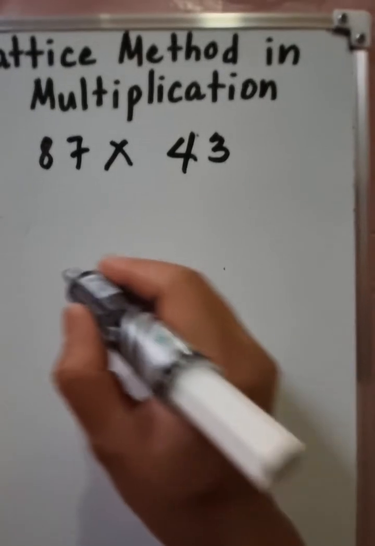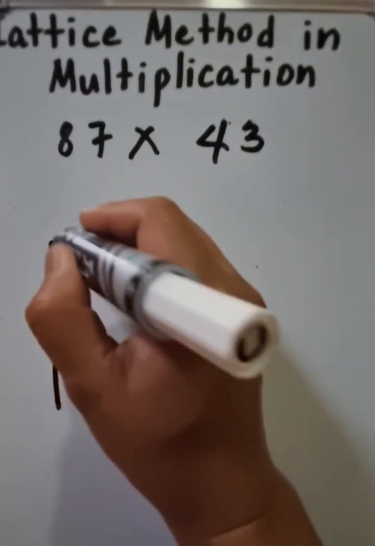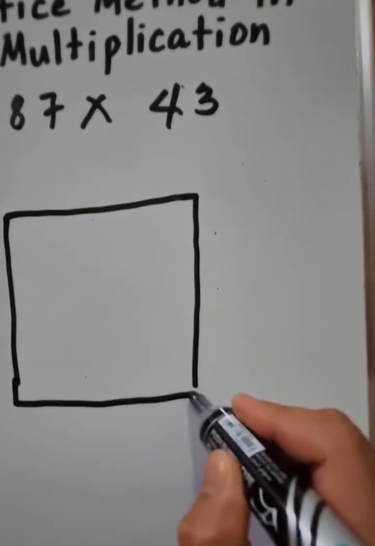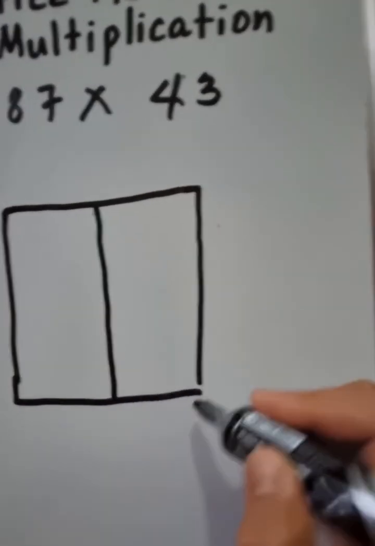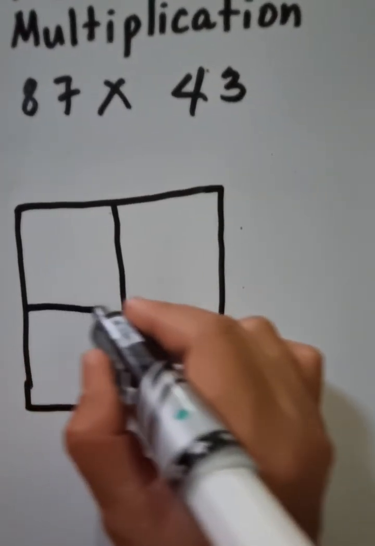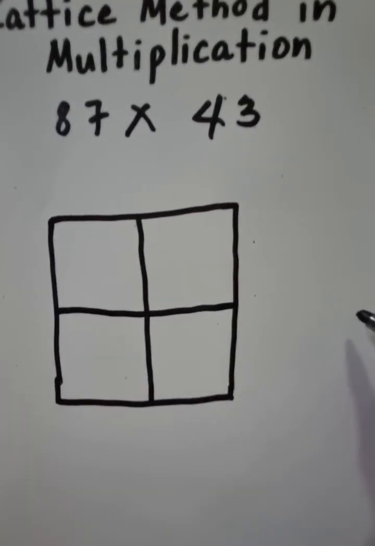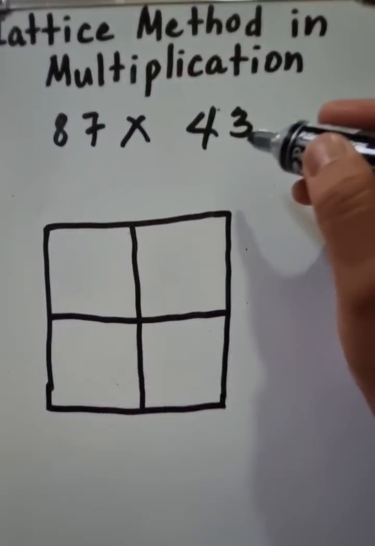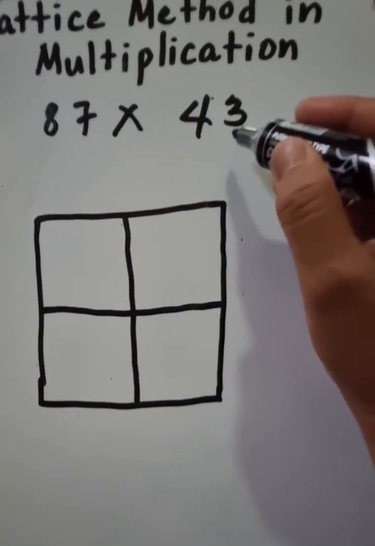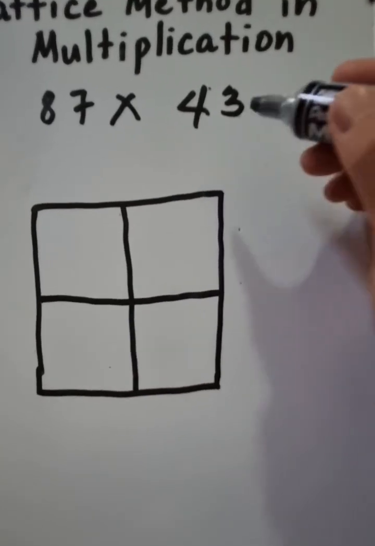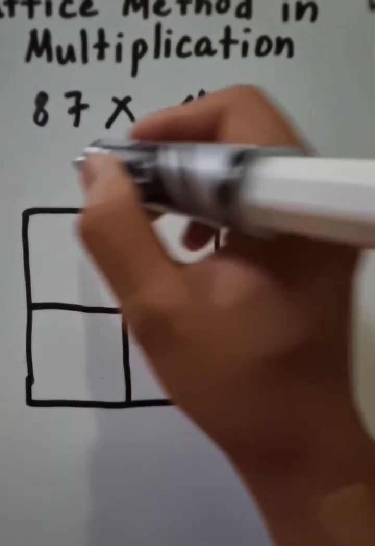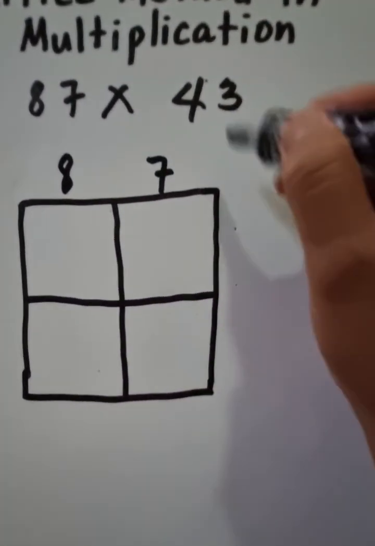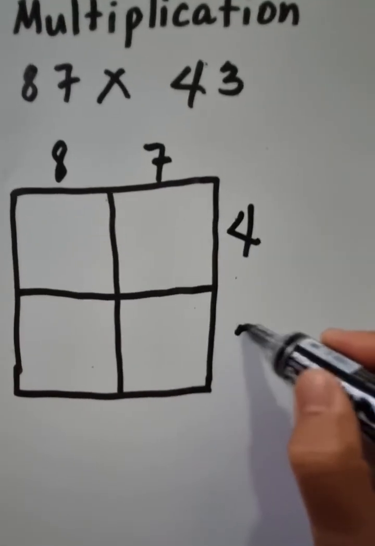In here we're going to draw a big square and divide it into two equal parts, and another two equal parts in the horizontal way. Why? Because there are two digits in the multiplier, and the other multiplier is also a two-digit number. So on top of this square, you have to write 8 tens and 7 ones. Here we have 4 tens and 3 ones.